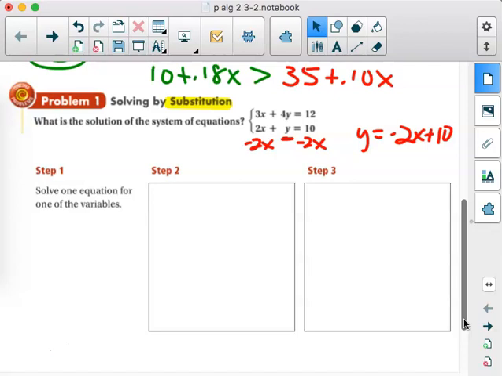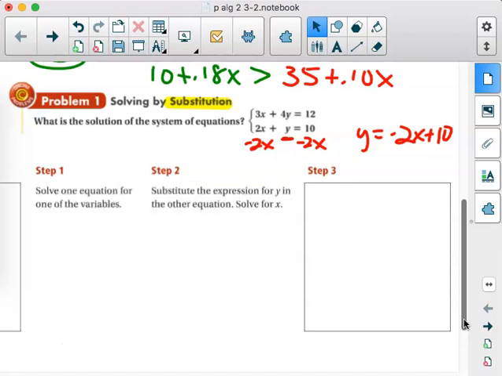Now here's why that's really important. I just found out what y is. I didn't get a number answer yet, but I know it's negative 2x plus 10. So now I can do step 2. Substitute the expression for y in the other equation and solve for x.